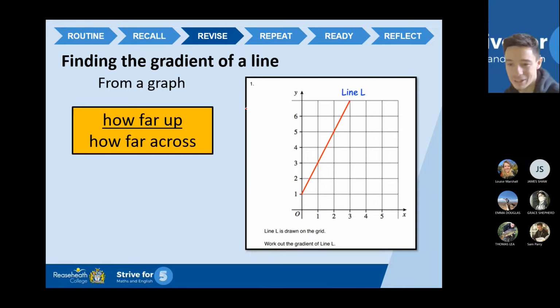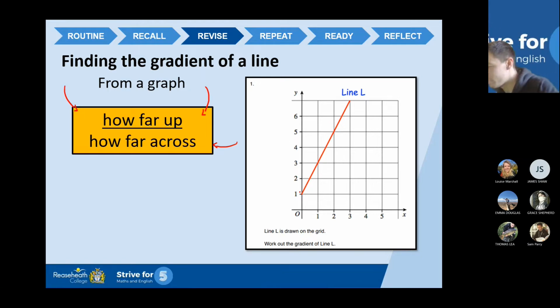Okay, the last thing we're going to look at today, probably for another 10 minutes or so, is finding the gradient of a line when it's given to you on a graph. And this, in gold or yellow, or crunchy color, is the golden formula. It's how far up the line goes divided by how far across it goes.